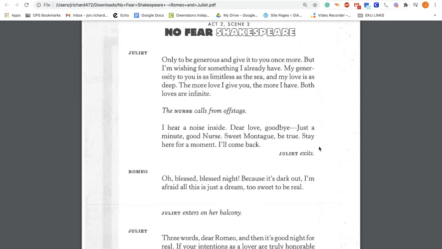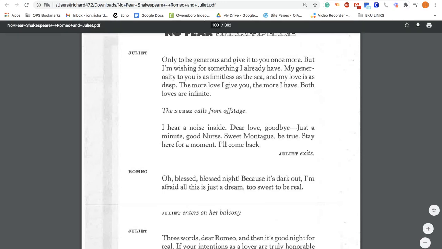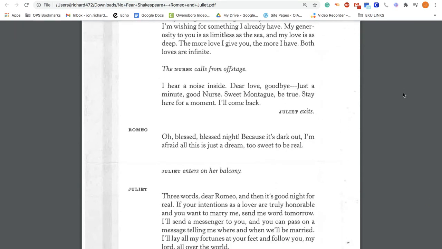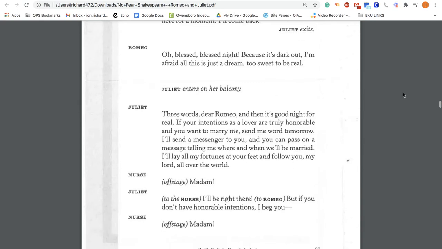I hear a noise inside, dear love. Goodbye. Just a minute, good nurse. Sweet Montague, be true. Stay here for a moment. I'll come back. Oh, blessed, blessed night. Because it's dark out, I'm afraid all this is just a dream, too sweet to be real. Three words, dear Romeo, and then it's good night for real. If your intentions as a lover are truly honorable and you want to marry me, send me word tomorrow. I'll send a messenger to you, and you can pass on a message telling me where and when we'll be married. I'll lay all my fortunes at your feet and follow you, my lord, all over the world.